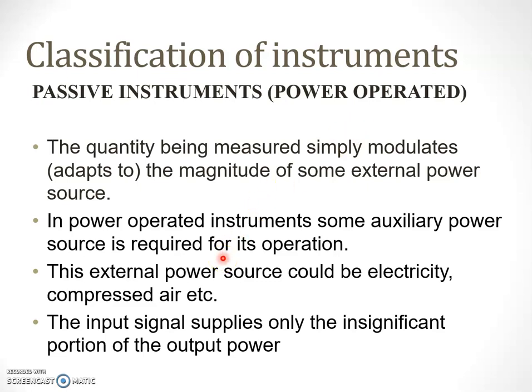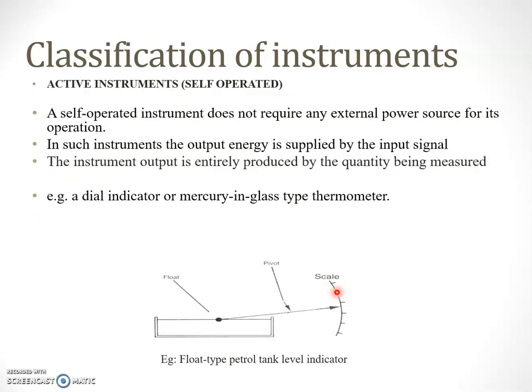The example for this system is the electromechanical measuring system. That is a mechanical device which works only on electric power. Electromechanical measurement systems all belong to power operated instruments. Most of the instruments we are using nowadays belong to the power operated category. The next type is self operated. These are called active instruments.